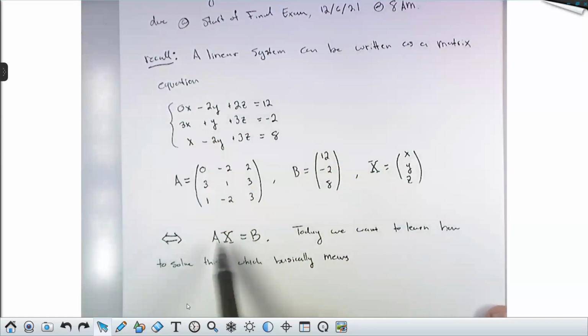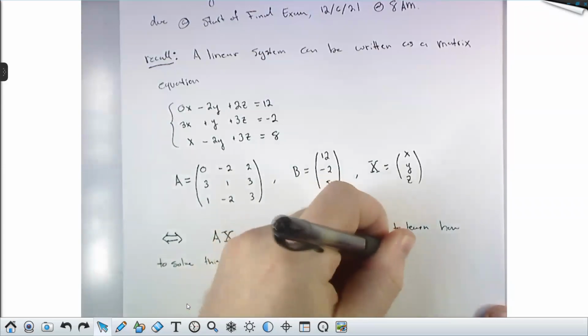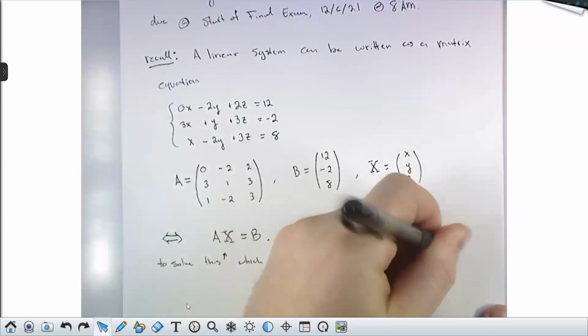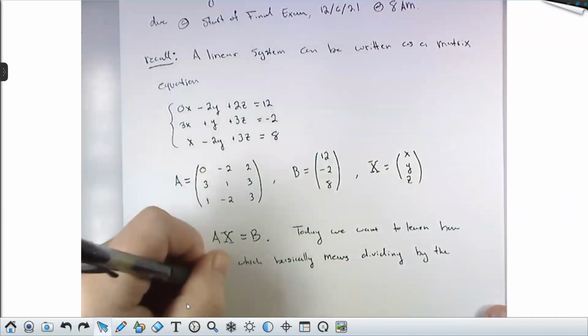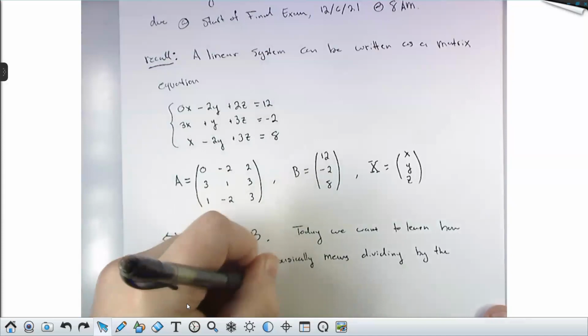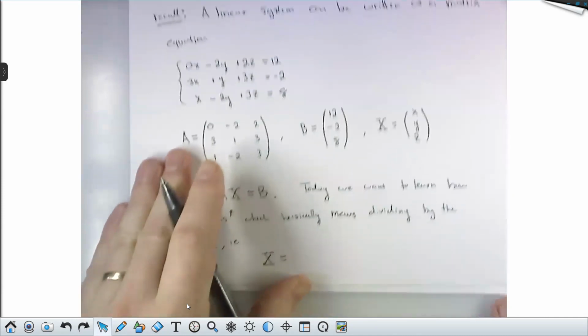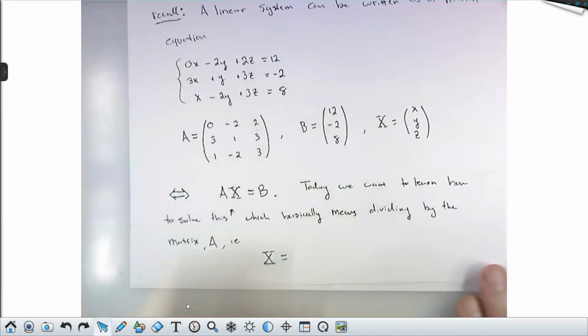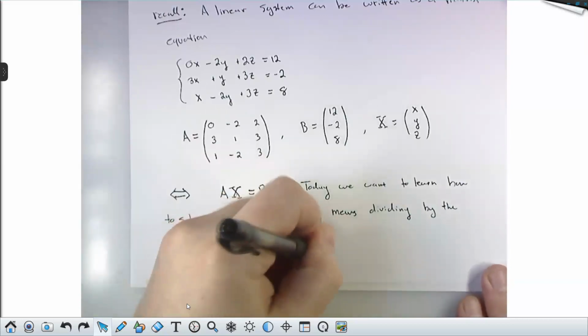If I've got AX equals B, and these were just regular variables or constants, then I could solve for X by dividing both sides by A. So in essence, what I want to do is learn how to divide by a matrix. And that would give me X equals, we don't write it as division because there actually is no division for matrices, but A inverse times B, right?